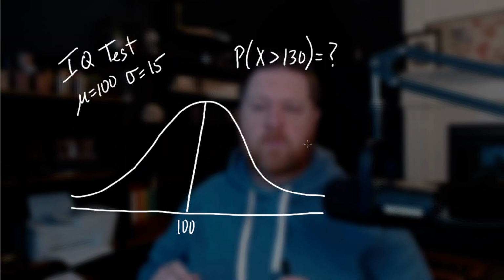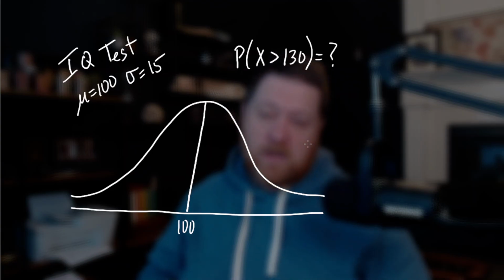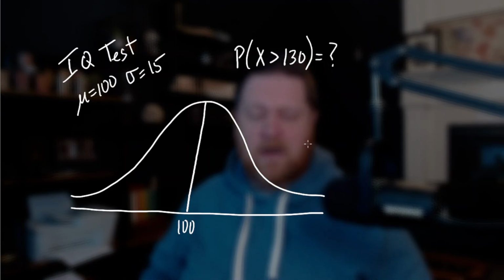Okay, well, what we have to do is recognize that anytime we're getting a question about probability in the normal distribution, well, in any probability distribution for that matter, when you hear the word probability, you should think of the word area. Because in the normal distribution, the area under the curve is equivalent to probability.